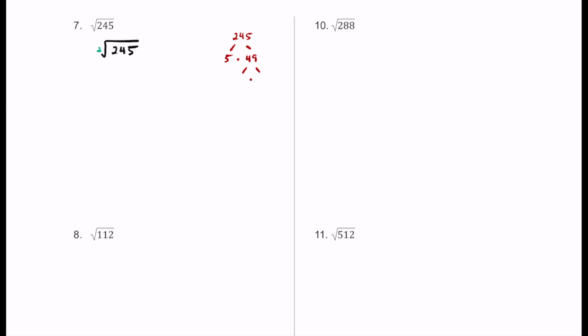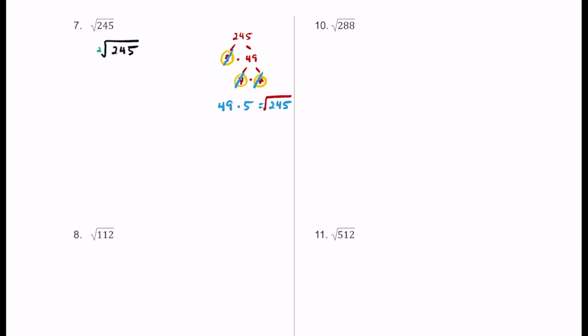And 49, I think that's a perfect square, right, is 7 times 7. So I think these are all prime. So we have 5, 7, and 7. So 7 times 7 pair up to make 49, which is a perfect square. And then this 5 is extra. So 49 times 5 is 245.